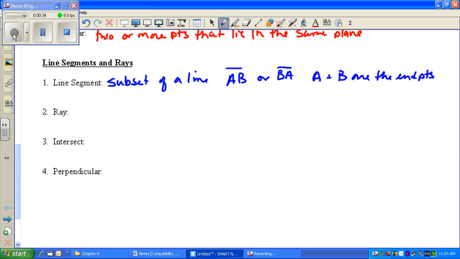So remember, the line continued in both directions indefinitely. Now this line segment stops at A and B, so those would be the endpoints. And we read these left to right.